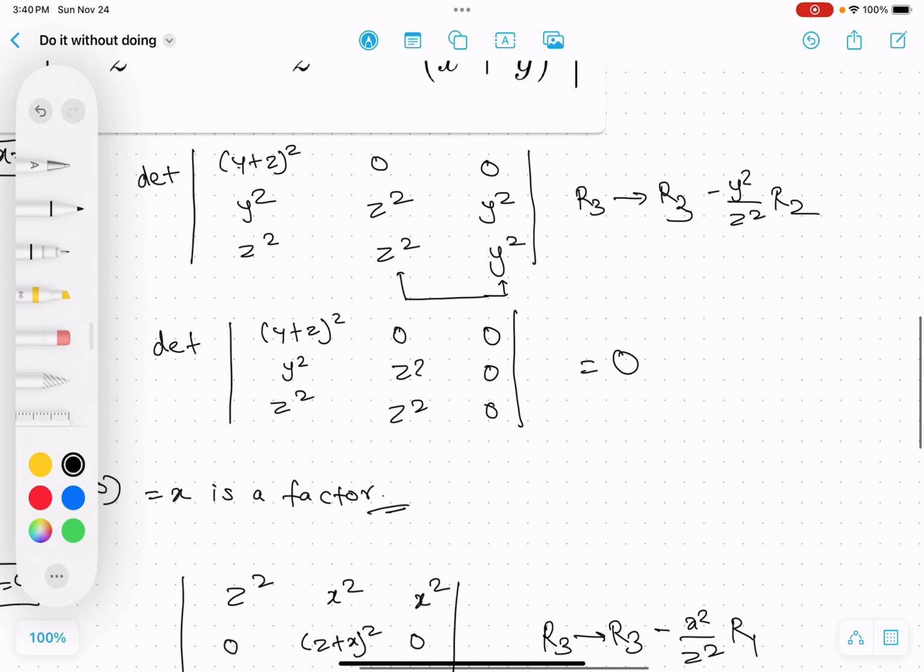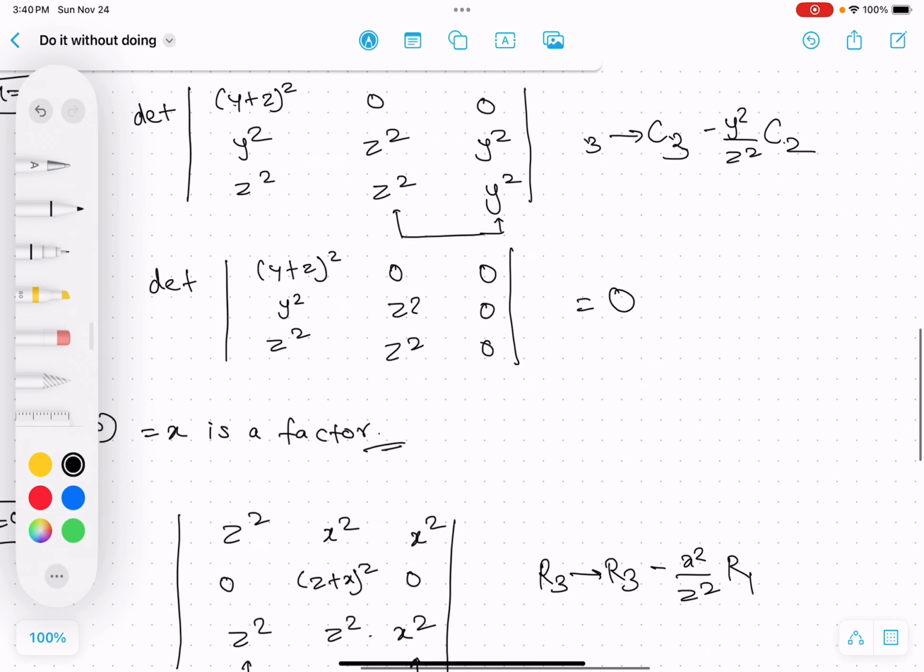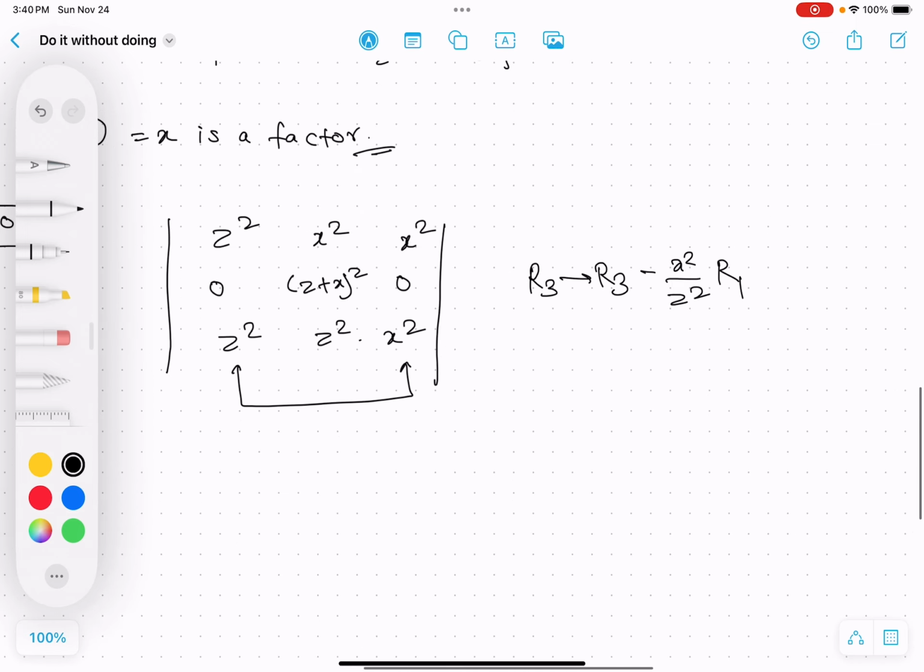Wait, I'm sorry guys, I'm sorry that I'm writing row over here. It's not row, it's column, I guess. Sorry, this is column 3, column 2. This might have confused you, I'm sorry for that.